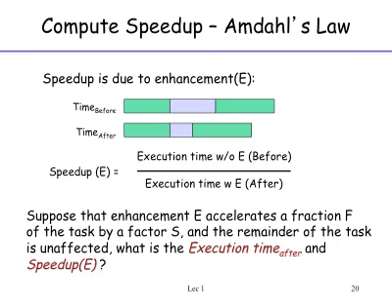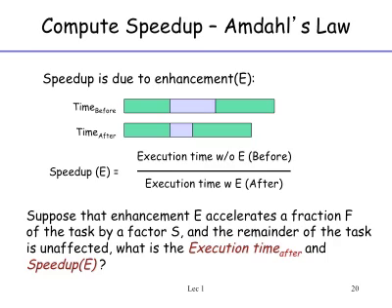When we compute the speedup of this enhancement, we take the execution time without the enhancement, that is before, divided by the new execution time with the enhancement. So that's the time after. So what do we expect? We expect this to be a number larger than 1. With enhancement, execution time will be less than before.